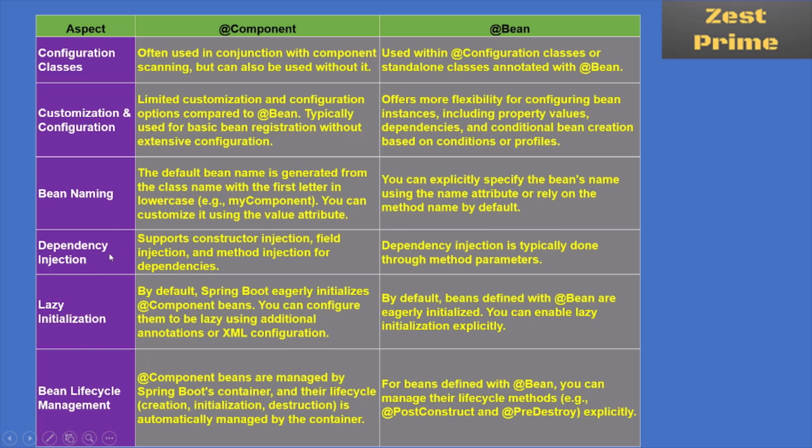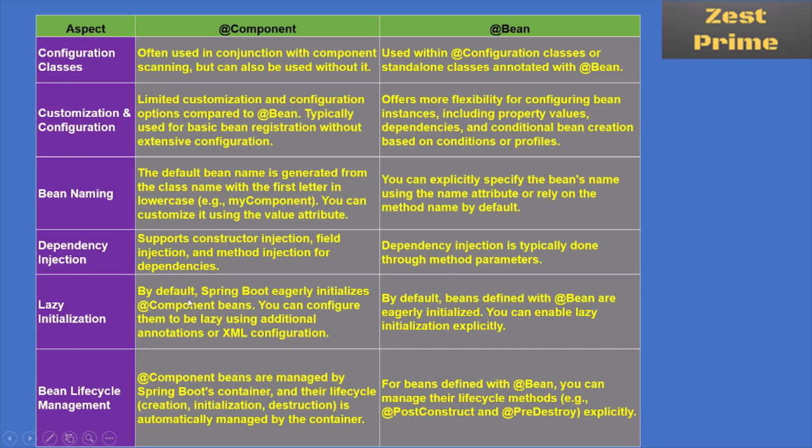The next difference is dependency injection. First, @Component supports various injections like constructor injection, field injection, and method injection. It will support all possible types of injections. Whereas @Bean mainly supports method injection or method parameters only. It will not support other things. So that's one of the major differences between @Component and @Bean.